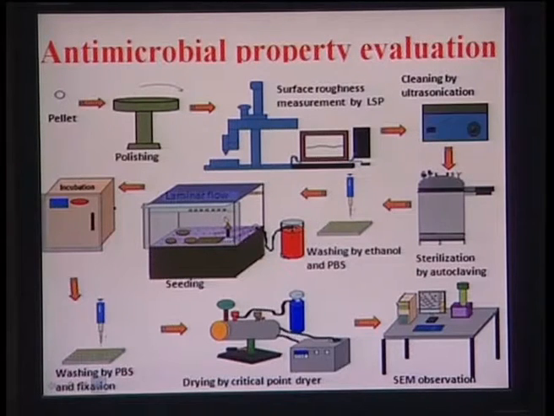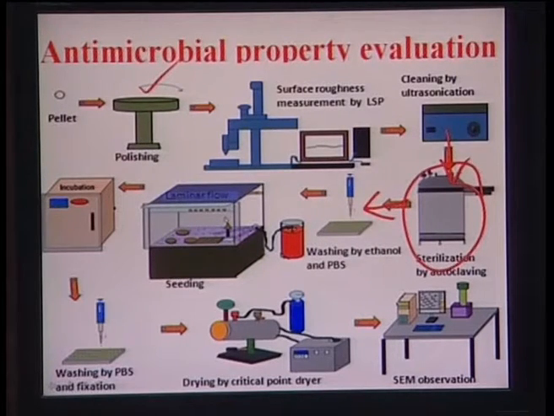materials. Now, the protocol used for the antimicrobial property is that you start with polishing the pellet, then you do the LSP rough surface measurements and ultrasonication. Subsequently you do the autoclaving. After the autoclaving, you wash with ethanol as well as PBS, that is phosphate buffer solution. Then you put it in the vertical laminar flow, then you seed the bacteria that you want to seed.